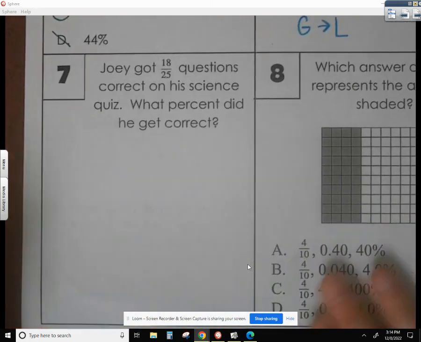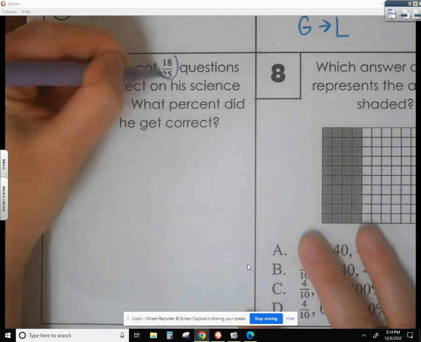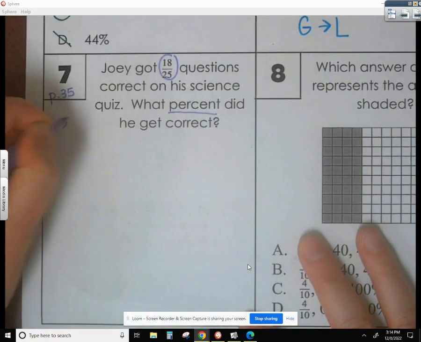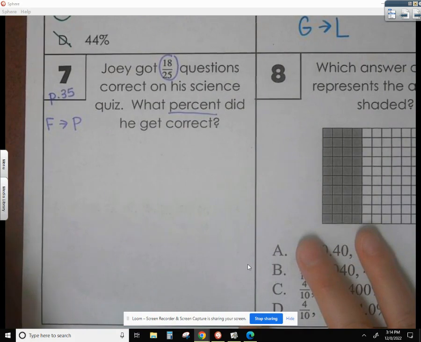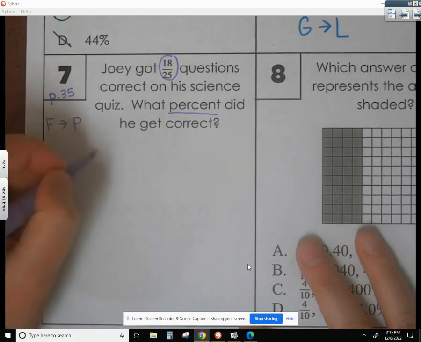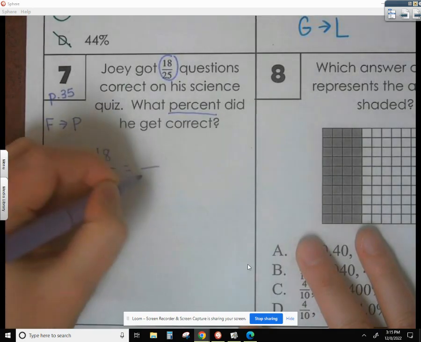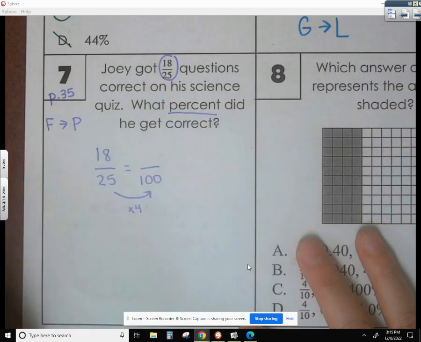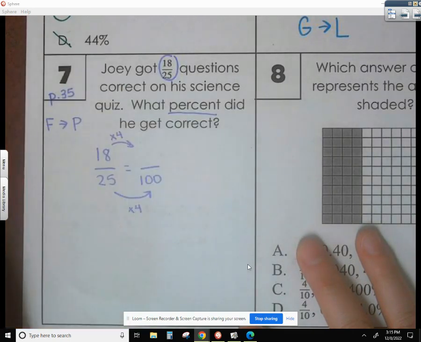Question 7 is on page 35. They have given us a fraction and they want it as a percent. So we're turning a fraction into a percent. And on page 35, it tells you to do that, you want to make it equal something over 100 if you can. And in this case, we can. There is something that we can multiply 25 by. It's going to give us 100, and that's going to be times 4. And if we do that, we would do times 4 on the top.